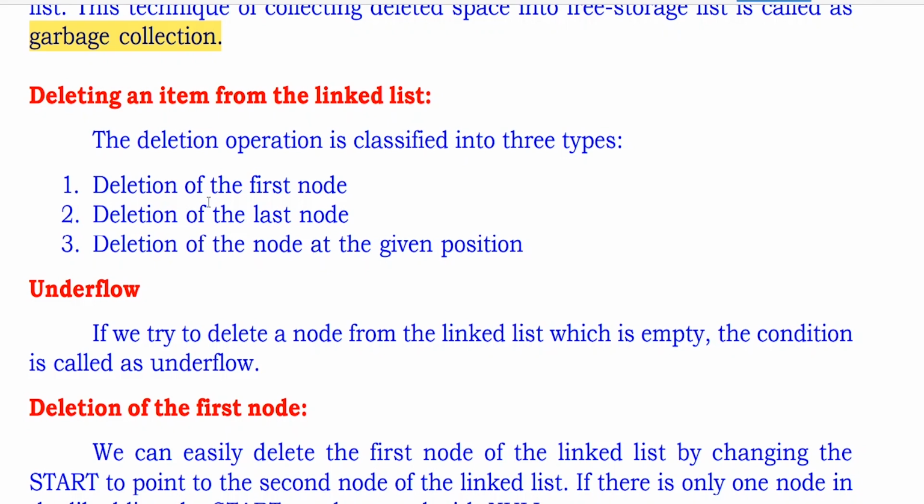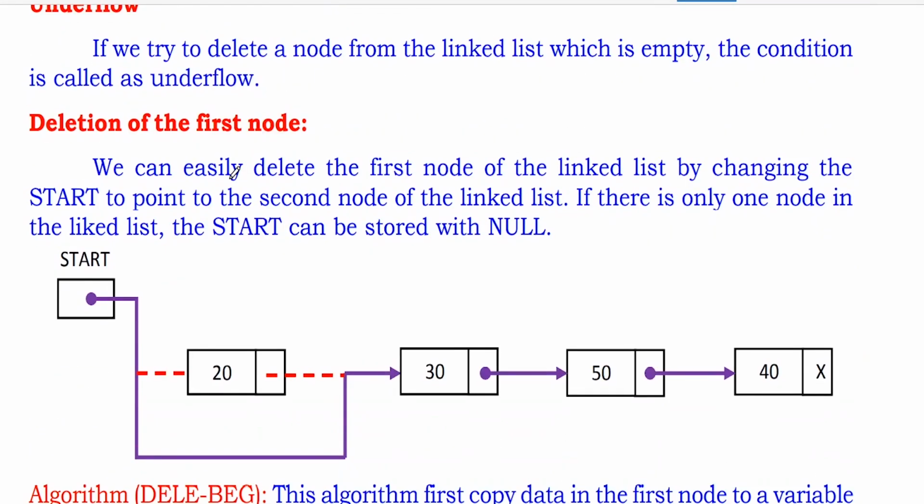So now we are learning the same techniques. We are deleting the first node, and we are trying to delete the last node, and also deletion of a given node, deletion of the node at a given position. Maybe by position or by value, sometimes we search and then delete, it depends. So let us learn one by one. There is one condition we call underflow.